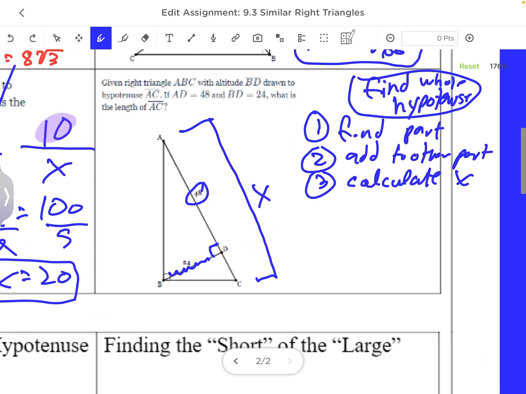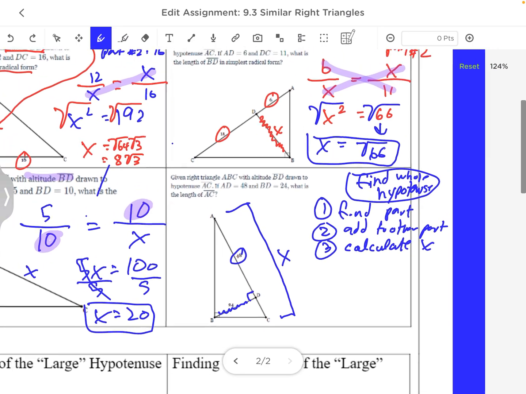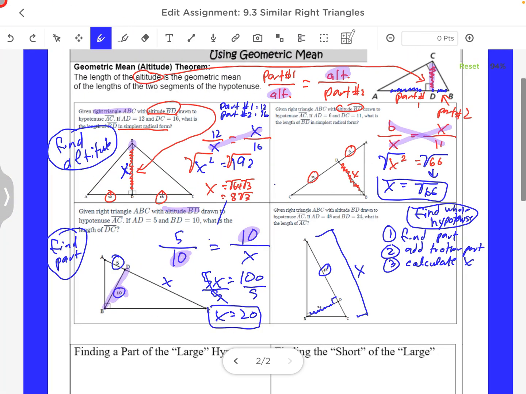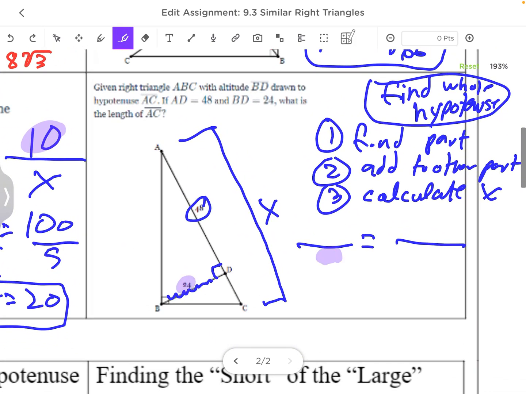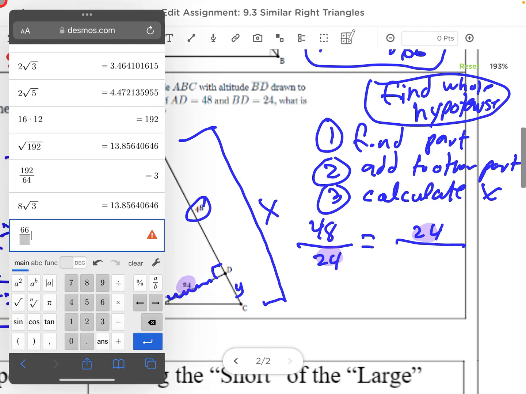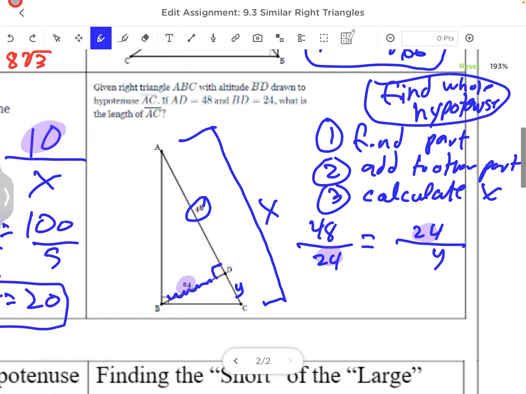Okay, so let's take a look. What do we know? If that's the altitude, that means we can set it up using this proportion. So we said the altitude, one goes over there, one goes over there. So if the altitude is 24, one goes there and one goes there, so 24 and 24. Now, one part right there is 48, and we're trying to find this. So let's call that y, because the whole thing is x. It doesn't really matter.